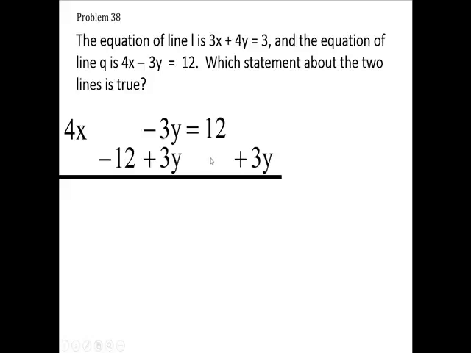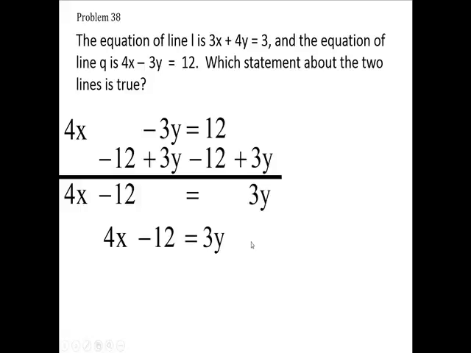And then subtract the 12. To get y all by itself, I've got to get rid of this 12. So we'll subtract 12 from both sides. So here we have our 4x minus 12 equals 3y. Then divide everything through by 3. Divide that by 3, this by 3, and this by 3. So that leaves you 4/3 x minus 4. 12 divided by 3 is 4. And you have y right here.